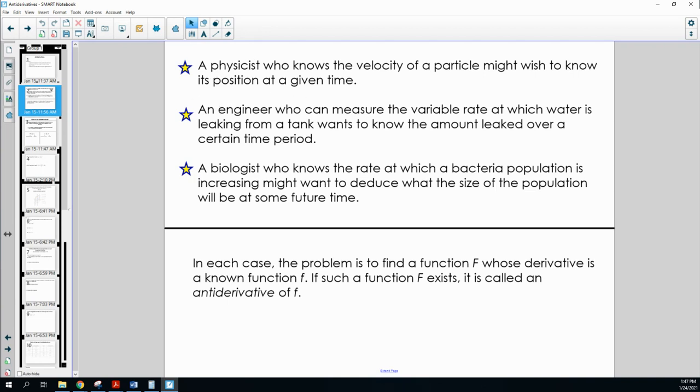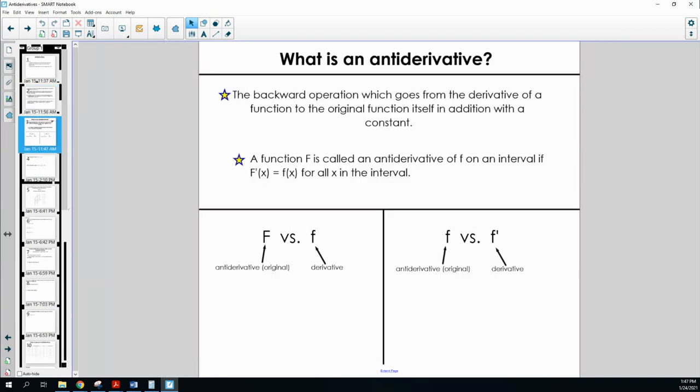But basically, if you know the derivative or a rate of something and you want to know the amount, we can work backwards now from the derivative to find the antiderivative, which will help us find these numbers that we're looking for. So these are called antiderivatives. So what exactly is an antiderivative? It's the backward operation which goes from the derivative of a function to the original function itself, in addition with a constant.